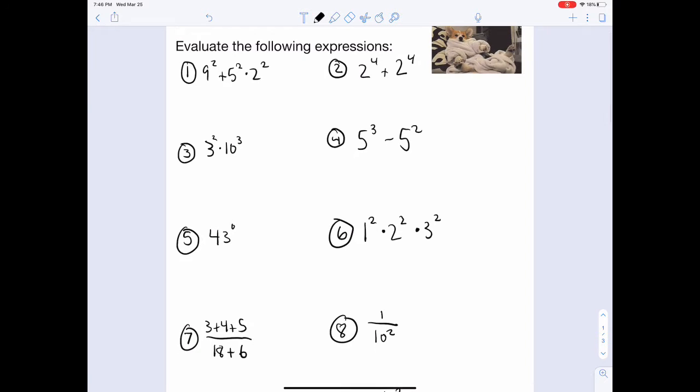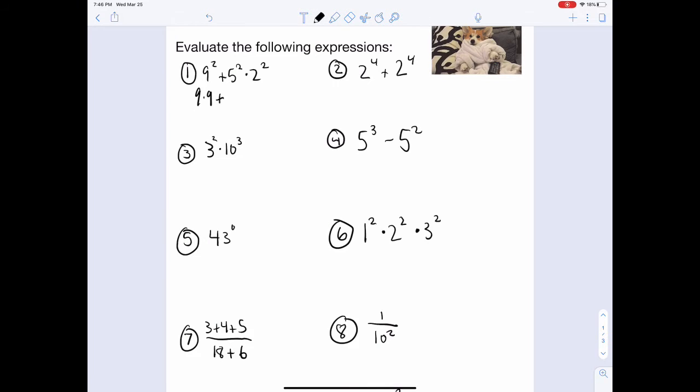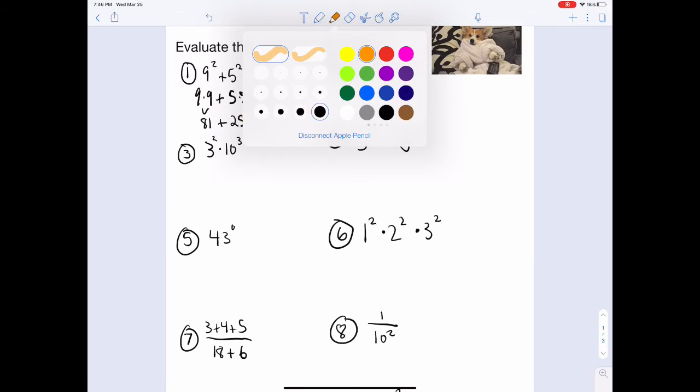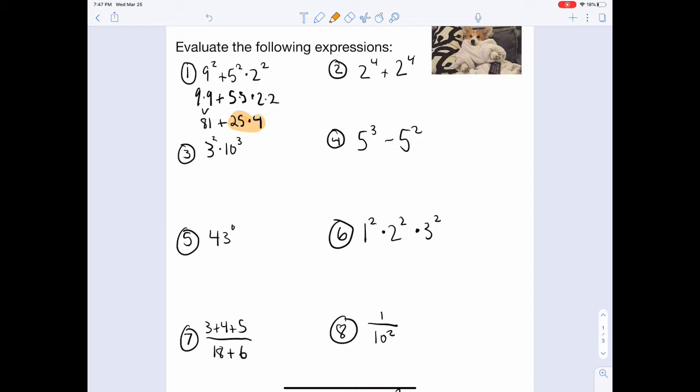If we're looking at this one, 9 squared plus 5 squared times 2 squared, we know that exponents are always repeated multiplication. So 5 squared will be 5 times 5, and 2 squared is 2 times 2. We know this is 81 plus 25 times 4. You have to do this part first because of order of operations. So you'll end up getting 100 plus 81, and you'll get 181.